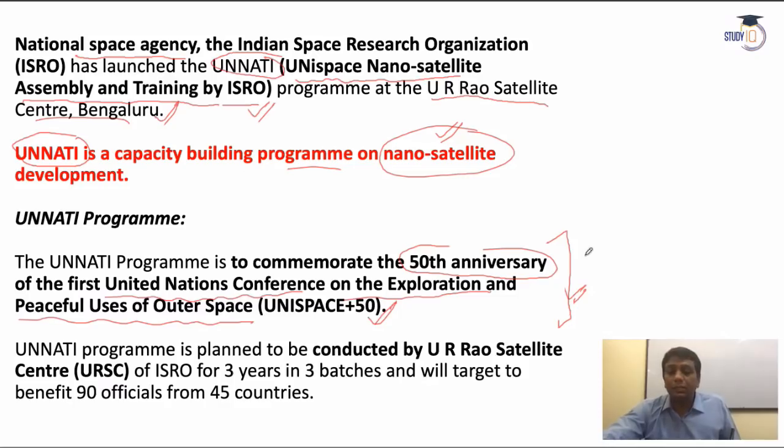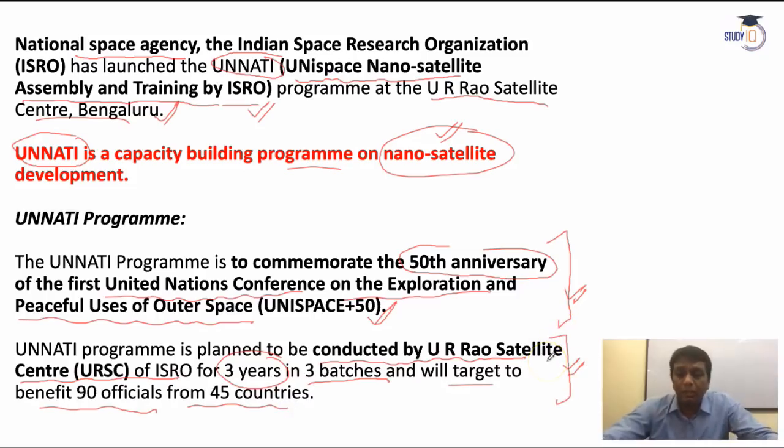The Unnati program is planned to be conducted by the U R Rao Satellite Centre of ISRO for 3 years in 3 batches and will target to benefit 90 officials from 45 countries. So overall it is research, and a lot of nano satellite work, for which this Unnati program is run in India.